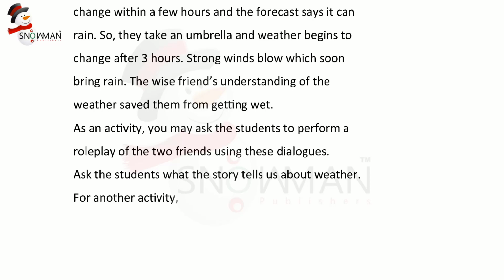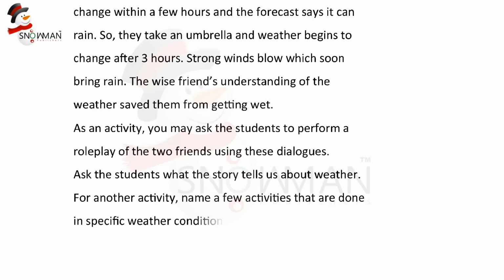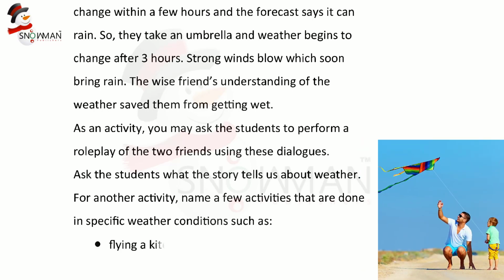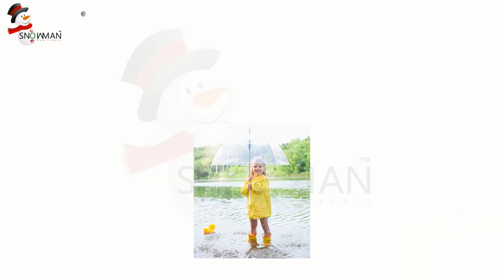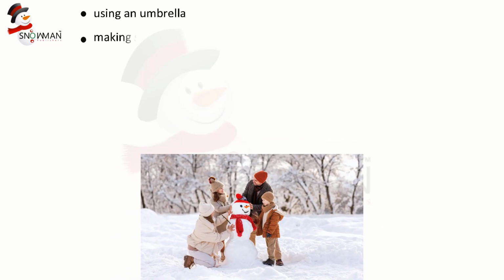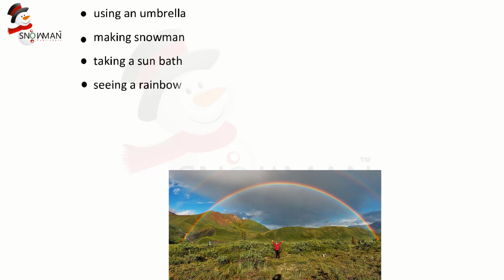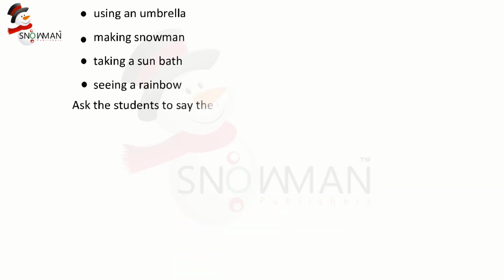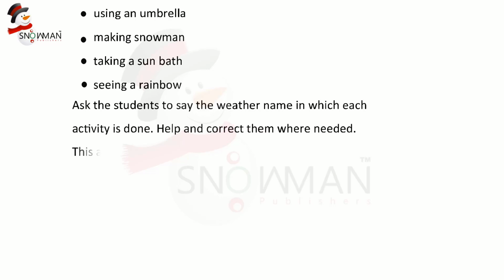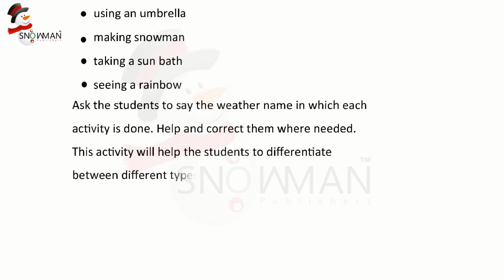For another activity, name a few activities that are done in specific weather conditions, such as flying a kite, sailing paper boats, using an umbrella, making snowman, taking a sun bath, and seeing a rainbow. Ask the students to say the weather name in which each activity is done. Help and correct them where needed. This activity will help the students to differentiate between different types of weather and learn their names.